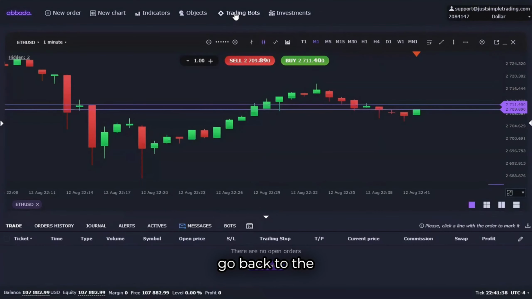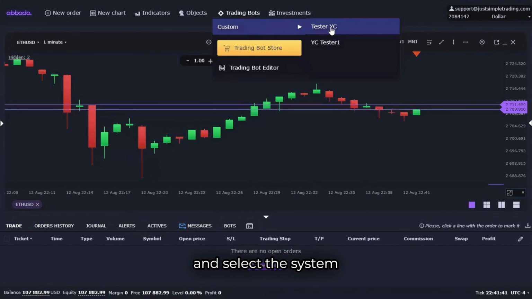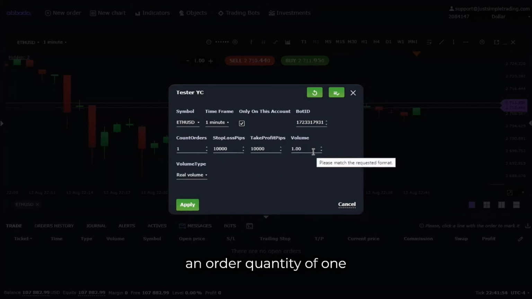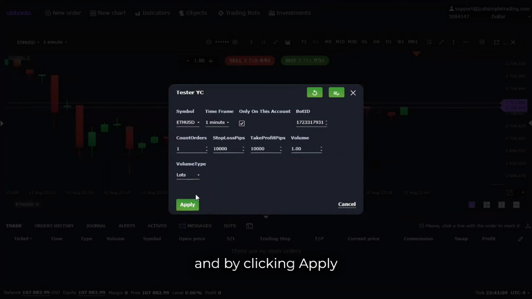Exit the editor, go back to the Trading Bots menu above your chart, and select the system you just created. A setup box will appear for you to define your stop loss, take profit, time frame, and order quantity. For this demonstration, I'll set both the take profit and stop loss to 100 points, which equates to $100, an order quantity of 1, and a 1-minute time frame. We're applying this to the ETHUSD chart, and by clicking Apply, we're good to go.